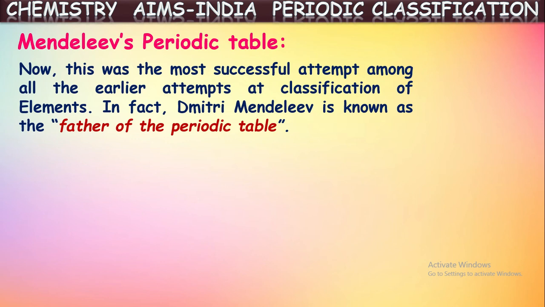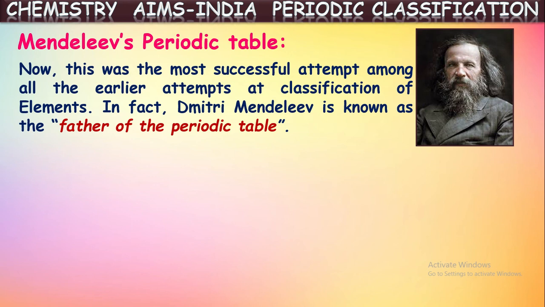In fact, Dmitry Mendeleev is known as the father of the periodic table. Yes, the first periodic table was proposed by Mendeleev. The scientists before him tried to classify the elements, but they did not give a periodic table. They tried to classify the elements in some manner and gave different batches, but they were not able to classify the elements into a periodic table. But the first periodic table was given by Mendeleev. That is why we say the father of the periodic table is Dmitry Mendeleev.